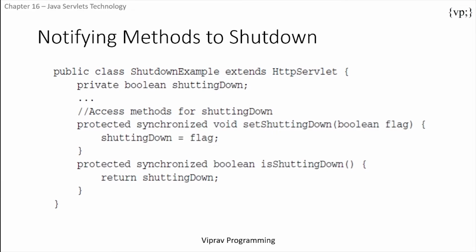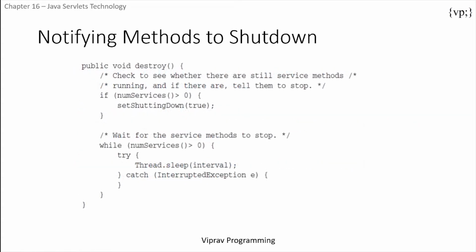Now, to notify methods to shut down. To ensure a clean shutdown, two things should happen. You should first check if there are any running services through the service counter, and tell any outstanding threads that a shutdown has been called. In this example over here, you can see that this destroy method utilizes these methods. First, it checks whether there are still service methods running, and if there are, it will tell them to stop, and it waits for the service methods to stop.